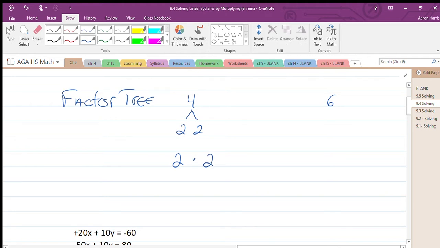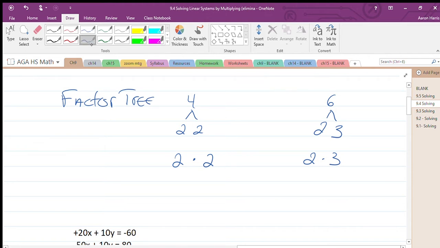Simple as that. Now what about 6? Remember, I can't start with 1, so I'm going to start with 2. It's an even number, makes life easy. Well, the factors of 6 are 2 times what? 3. And 3 is also what kind of number? Prime. So now, let's look at these factors. I got 2 times 3.